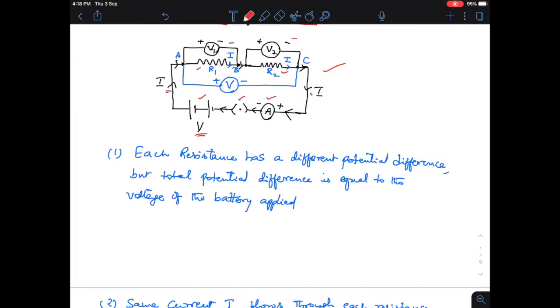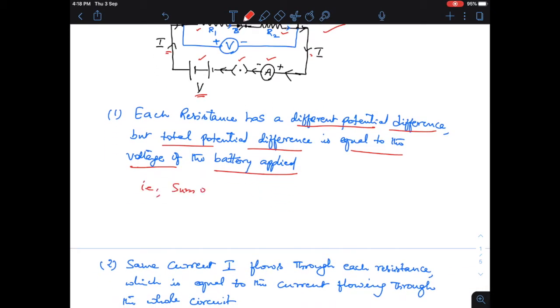Point number one: each resistance has a different potential difference. I have shown you V1, V2. So, this is important, different potential difference, but the total potential difference is equal to the voltage of the battery applied. What does that mean? That is, the sum of potential difference across all resistances is equal to the total voltage of the battery applied.